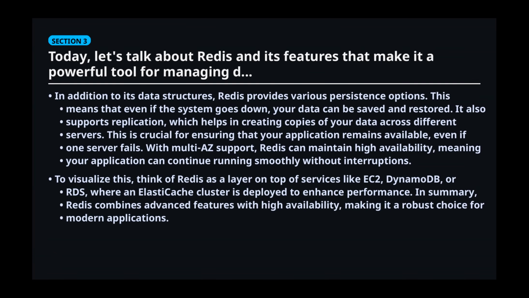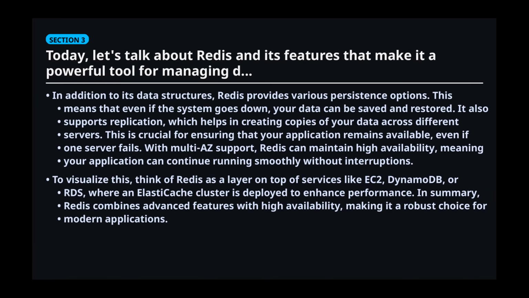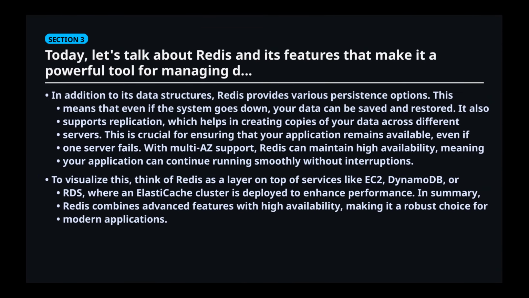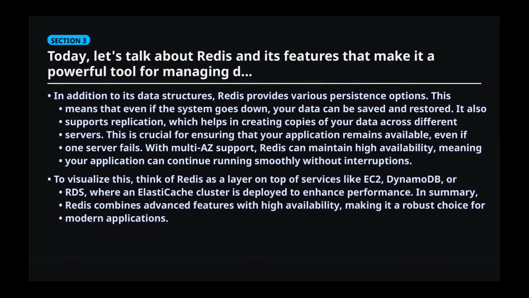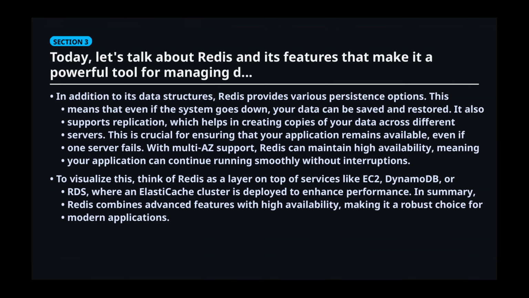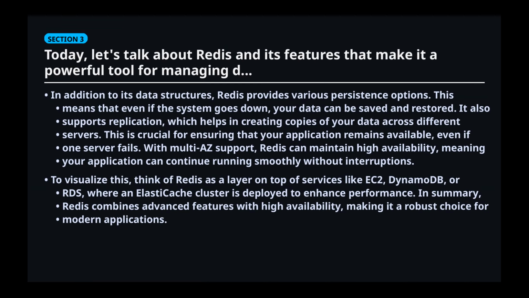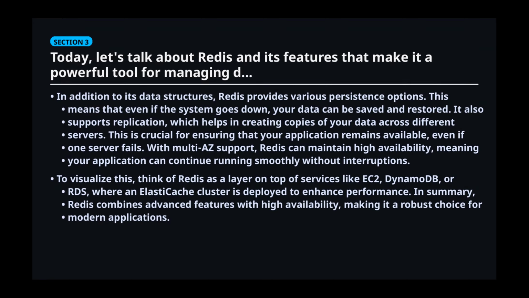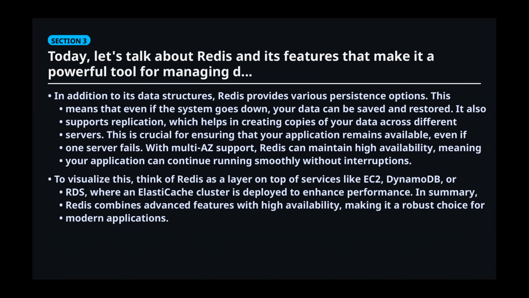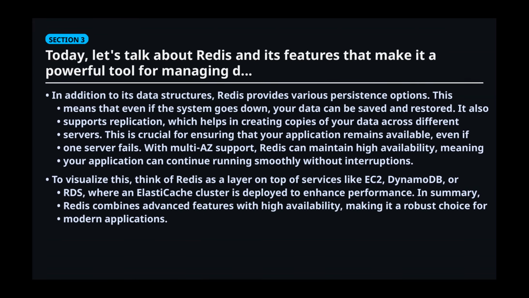To visualize this, think of Redis as a layer on top of services like EC2, DynamoDB, or RDS, where an ElastiCache cluster is deployed to enhance performance. In summary, Redis combines advanced features with high availability, making it a robust choice for modern applications.